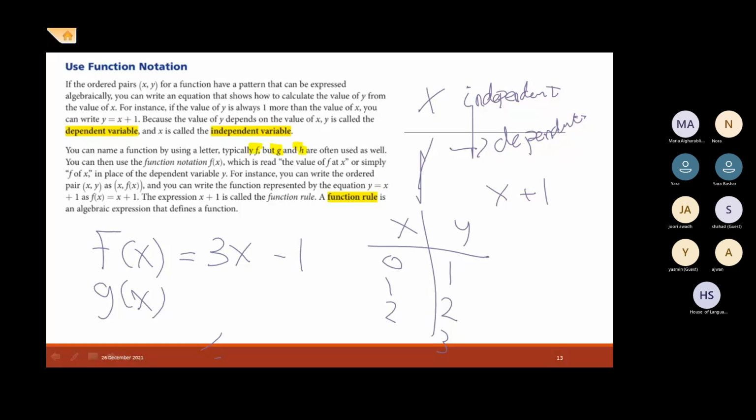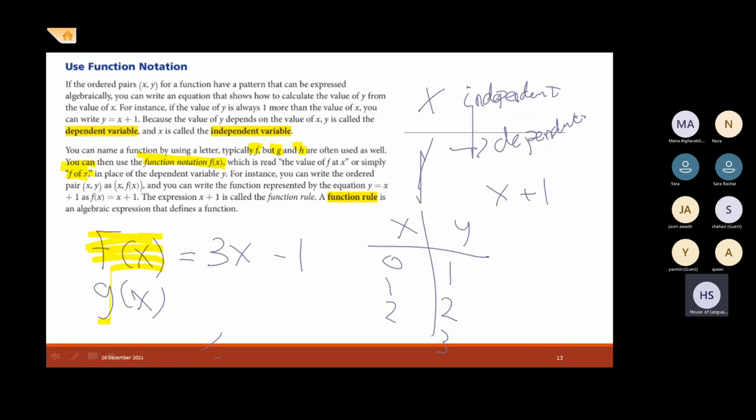F of x, f, g, h, sometimes I, f, g, h. Remember that, f, g, h. These are the names of the function. Now, the function notation, which is f of x, is the values of x. So teacher, the f is the function of x.